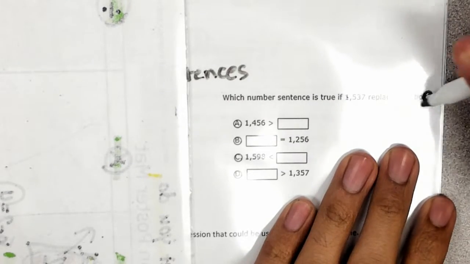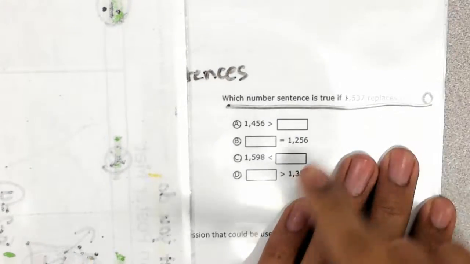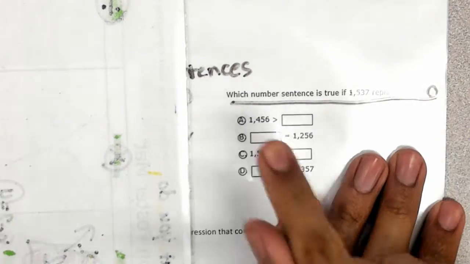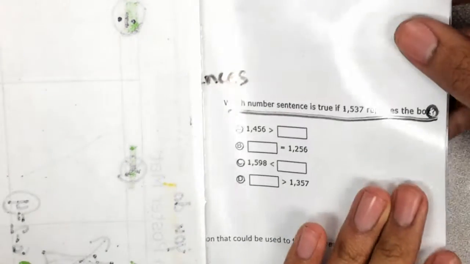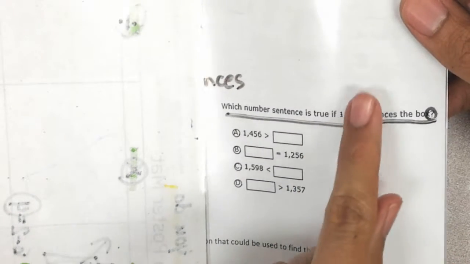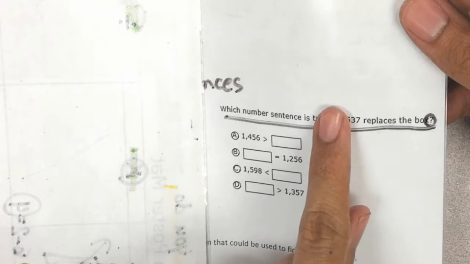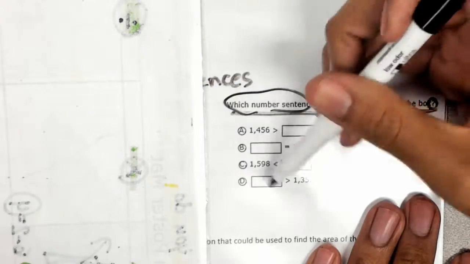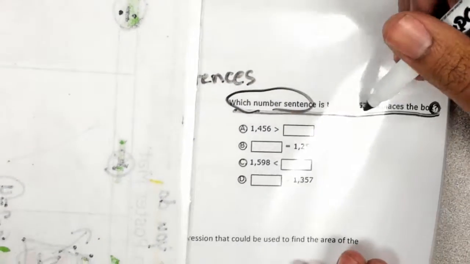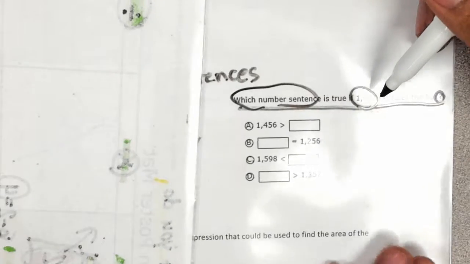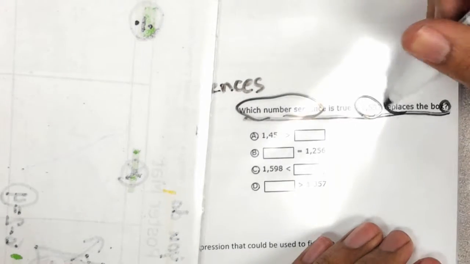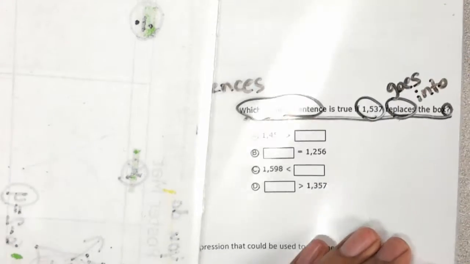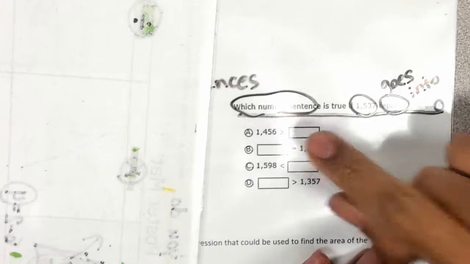On this question, I also had a backup question. So let's just go ahead and circle the question mark and go to the beginning of the sentence. So this question is very similar, but the answer choices look a little bit differently. In the question, it says, which number sentence is true if 1,537 replaces the box? So let's circle which number sentence, so which of these is true if this number replaces, that means goes into the box. So if that number were to be put in this box, would it match?